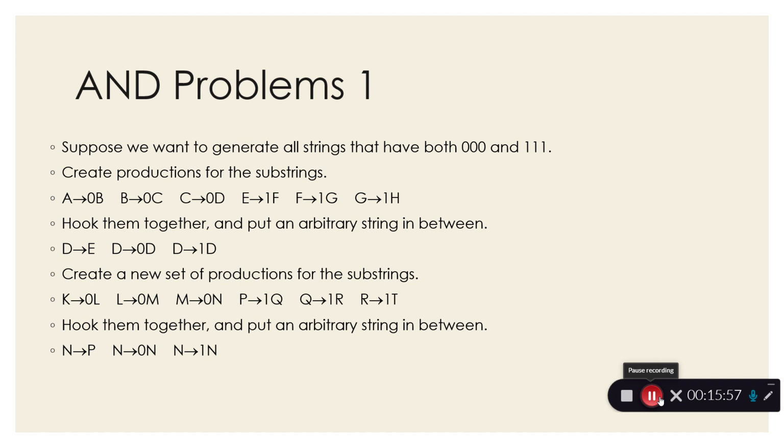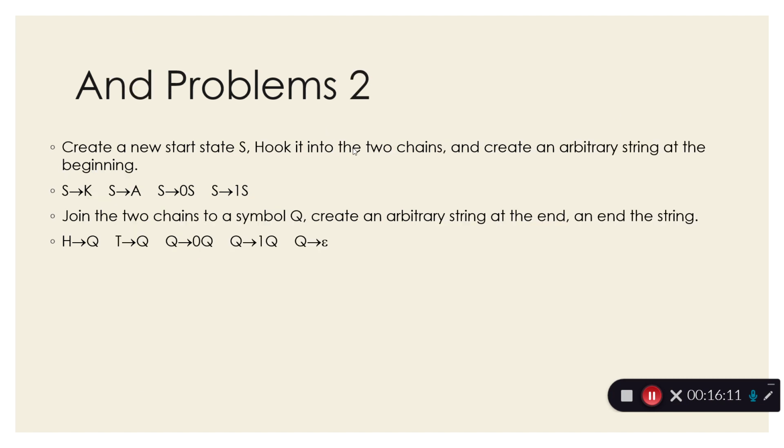Okay, you hook them together the same way you did the first pair. All right. And I put an arbitrary string in between. Okay. Now, I create a new start state, hook it into the two chains, and create an arbitrary string at the beginning. So S goes to K, S goes to A. That hooks it into the two strings.